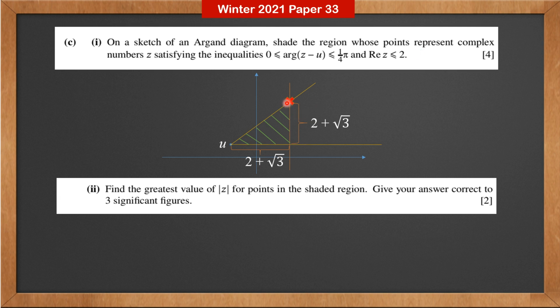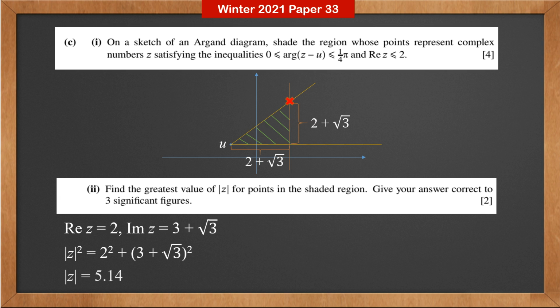So the imaginary part of z, or the y coordinate of z, is 3 plus root 3, since this is 1 and this is 1. So z's modulus is the root of 2 squared plus 3 plus root 3 squared. Using your calculator, you can find it as 5.14.